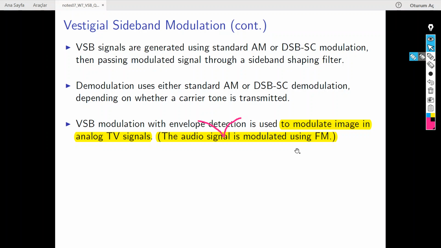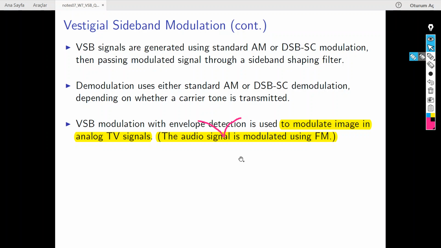Vestigial sideband signals are generated using standard AM or double sideband suppressed carrier modulation. We know this, nothing new. Then we pass the modulated signal through a sideband shaping filter. Now here is the new thing: the sideband shaping filter is not ideal, it comes with a transition. The demodulation uses either standard AM or double sideband demodulation, depending on whether a carrier tone is transmitted or not. So the demodulation procedure is very similar to the other previous modulation schemes that we talked about in the previous lectures.